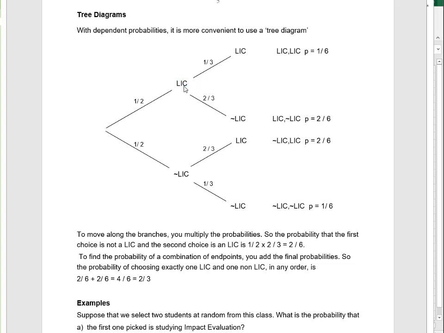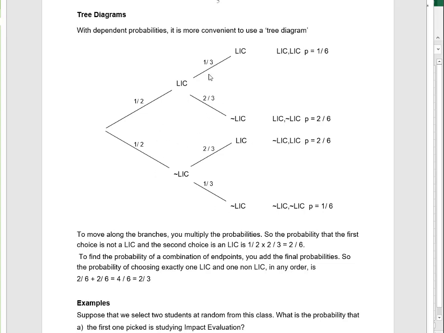And I could draw it with low income, middle income, high income, but because we are focused on low income, yes or no, I've done it like this. So this is a low income, this is not a low income. And then after that, this represents the second draw of a country. So after the first is low income, the chance of getting the second one low income, the chance of getting not low income. This means first low income, then first not low income, then low income. And this is both not low income.